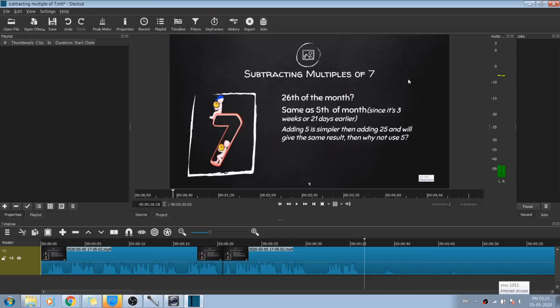The 5th of that month will also fall on Friday, since it's 3 weeks or exactly 21 days earlier. And adding 5 is simpler than adding 26. If adding 5 is simpler than adding 26 and will give you the same result, then why not use 5 instead of 26?